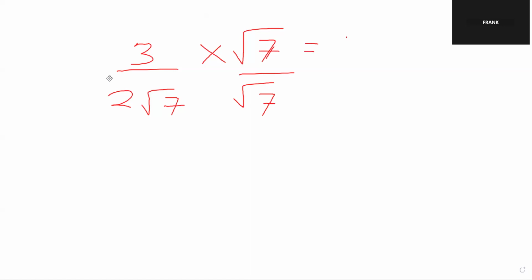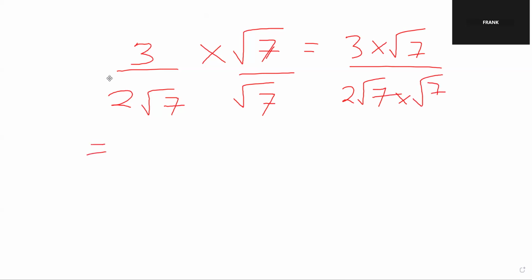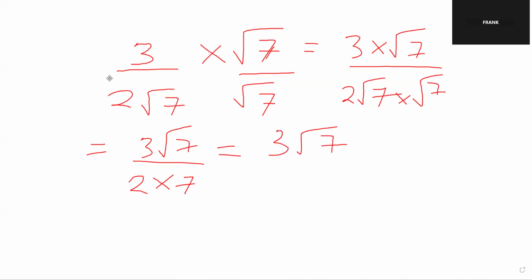Top times top, I'm going to have 3 times root 7, out of denominator times denominator, 2 root 7 times root 7. I'm going to have 3 root 7 as my numerator. And the denominator is 2 times root 7 times root 7. I'm going to have the 2, and then root 7 times root 7 is 7. Same number within the surd, multiplying the answer with the number in the surd. I'm going to have 3 root 7 out of 14, and that ends it for this particular one.